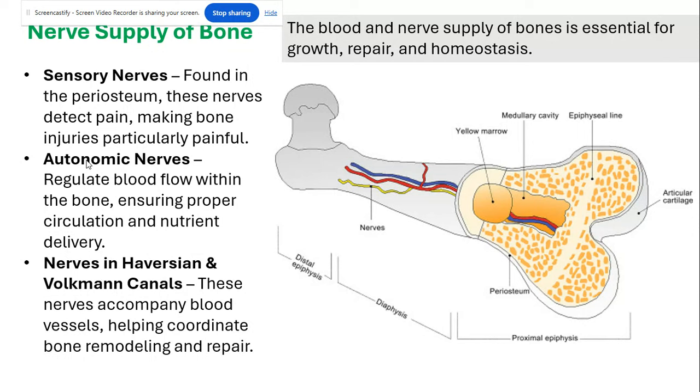Autonomic nerves regulate blood flow within the bone, ensuring proper circulation and nutrient delivery. Nerves in the Haversian and Volkmann's canals accompany blood vessels, helping coordinate bone remodeling and repair. We just saw there were two arteries coming out of the Haversian and Volkmann's canals. These are nerves right here. These are arteries, periosteum. Medullary cavity, yellow marrow, arteries and veins, cartilage, proximal, distal, diaphysis. And somewhere here, you'll see the metaphysis.